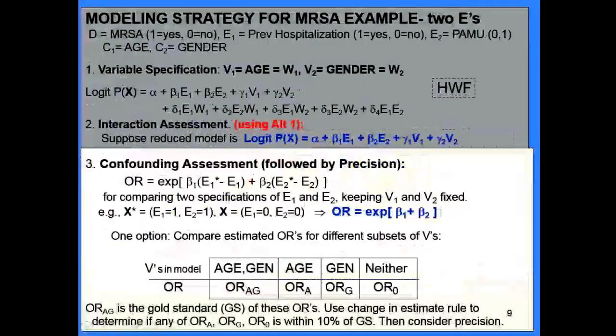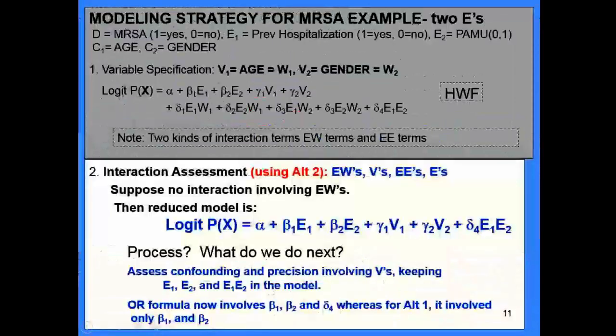So what do I do here? This is it, alternative 2. Assess confounding and precision. But now, you see, at this stage, if I want to assess confounding, I'm still asking the question, does V1 and V2, should I drop them? Are they confounders? Do I need them in the model or not to control for them? But now I haven't done anything about this yet, and I'm not going to do anything about this until I ask the question about confounding. So this product term is going to stay in the model.